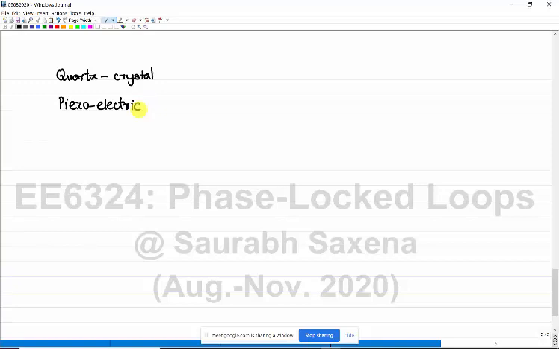This particular quartz crystal generates a very clean clock. I am using the qualitative word clean, which is like a quartz crystal producing a very clean sine wave whose period is almost fixed. Do not judge the cleanliness by the drawing which I draw here, but just take my word for that. So a quartz crystal produces a very clean sine wave.